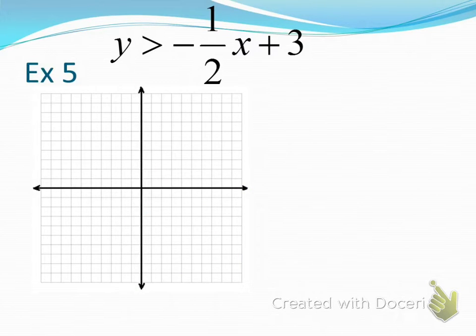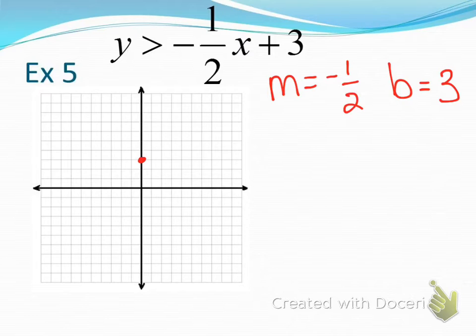On number 5, y is by itself. So we need to identify M and B. Ryan, what are my M and B? Negative 1 over 2 for M and y equals 3. Very good. My y-intercept is 3. My slope is -1/2. We start our graph at 3 on the y-axis. So I put a point there.